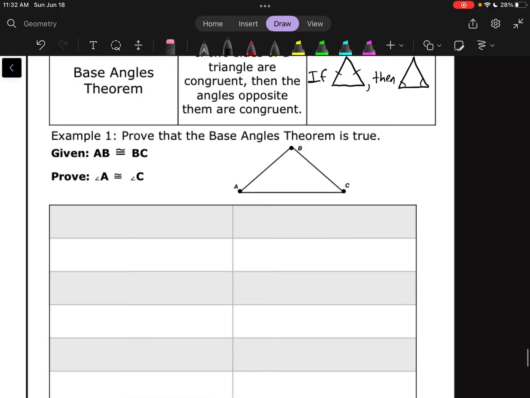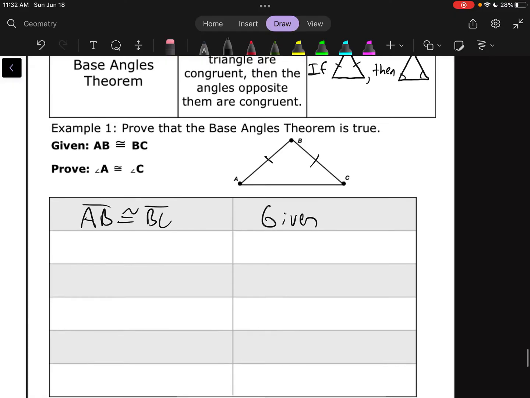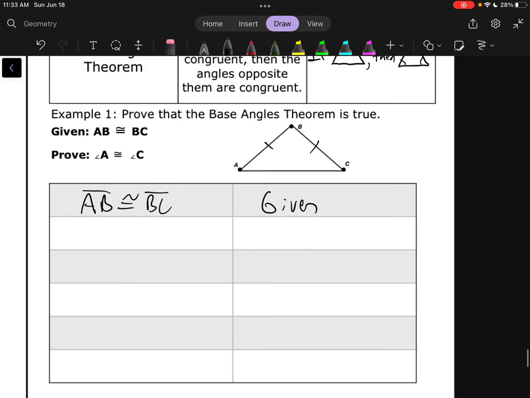So example 1 says, prove that the base angles theorem is true. If we've got AB congruent to BC, that's our given. We are starting off with this triangle that has two sides that are the same, and we're going to try to prove that angle A and angle C have to be the same as well, those angles that are opposite these sides. Now, right now this seems kind of daunting, because all the proofs we've been doing have been dealing with proving that two triangles are congruent, and we only have one triangle.